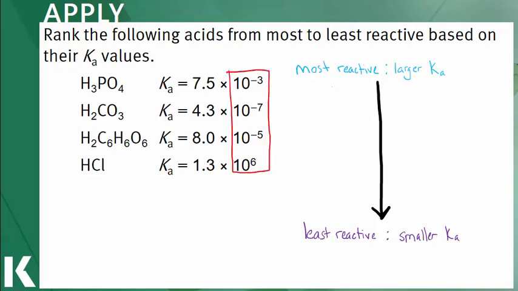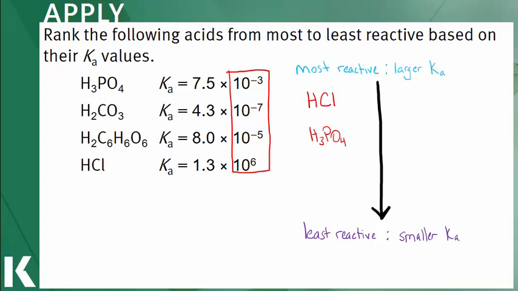The values of Ka are in exponential notation, and the values of Ka are dependent on the magnitude of the exponents. Therefore, a Ka of 1.3 times 10 to the 6th will, by far, be the largest Ka, and hydrochloric acid will be the most reactive. With the remaining 3 acids, 7.5 times 10 to the negative 3rd will be the second largest Ka. Therefore, phosphoric acid is the second most reactive acid. Make sure you don't get tripped up with exponents, because something 10 to the negative 3rd will yield a larger number than 10 to the negative 5th, or 10 to the negative 7th.